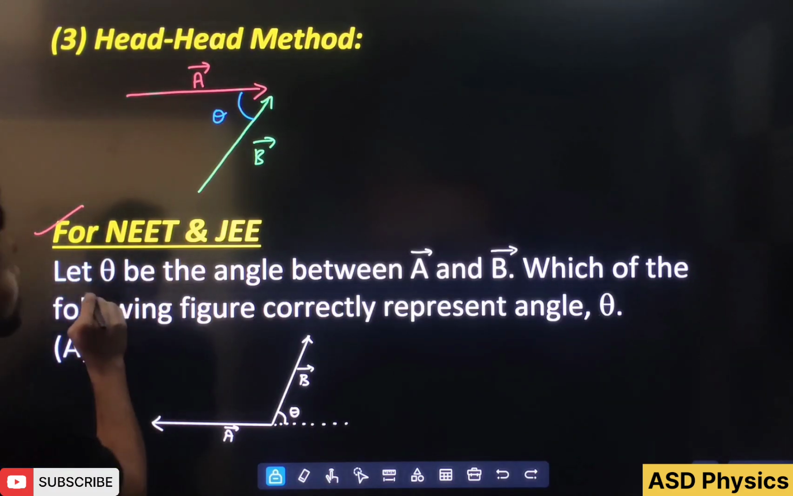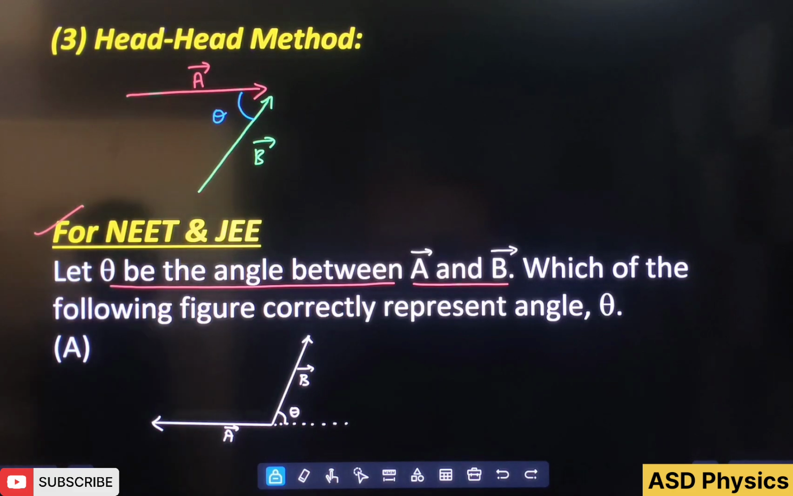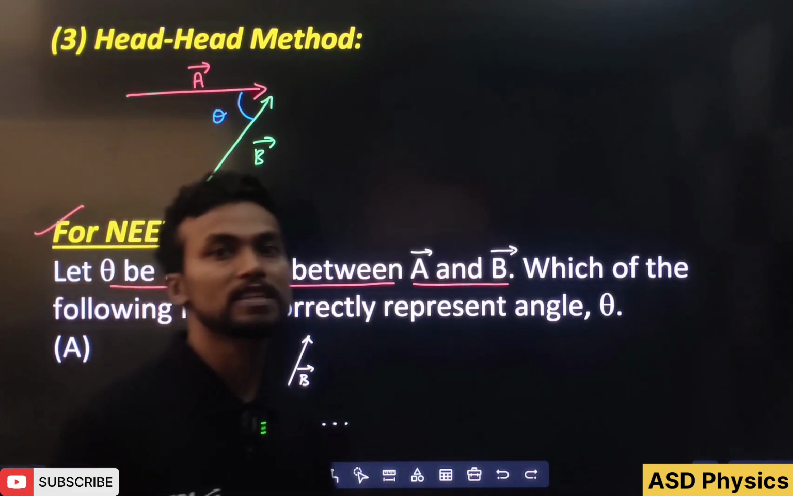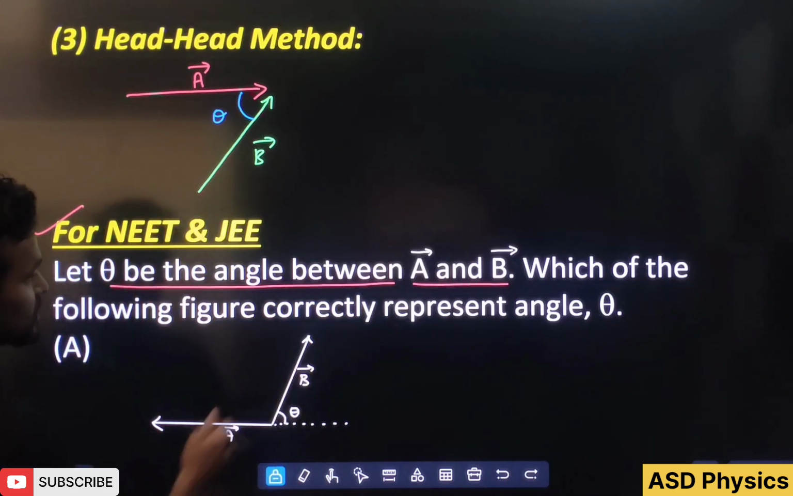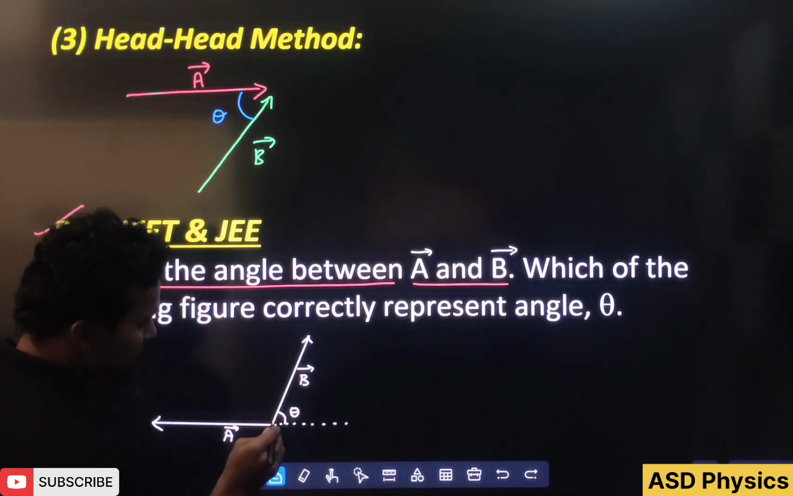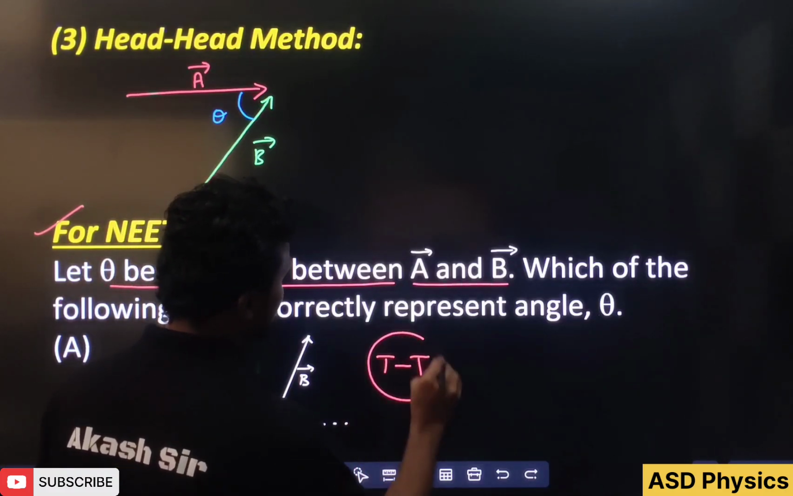Let theta be the angle between vector A and vector B. Which of the following figure correctly represent angle theta? So if you have understood whatever I have taught, you can answer very well here. So see students here, this is vector A, this is vector B here. And here what is there? This tail and tail is coinciding here. What is coinciding? Tail and tail is coinciding.